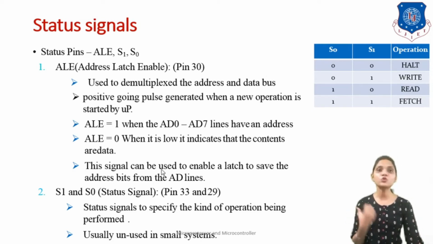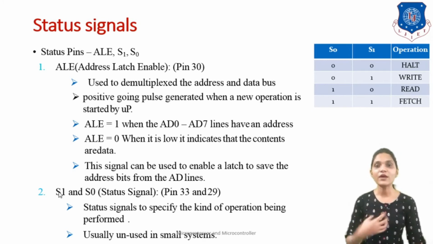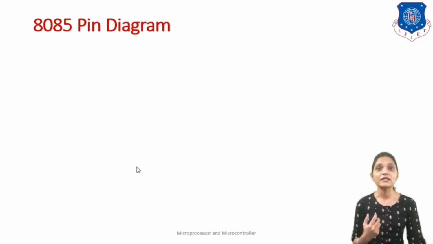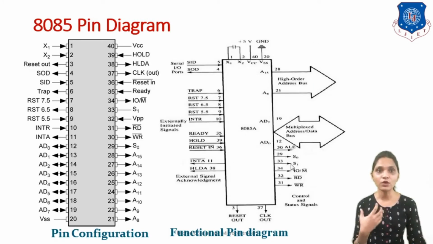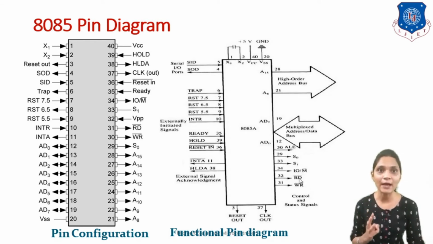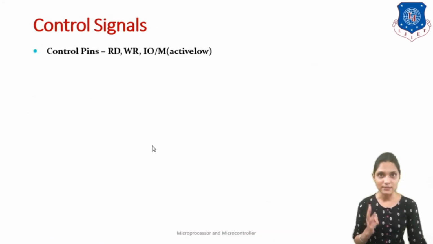So by using these two pins, S0 and S1, you can find out which operation is being performed right now. To know the actual operation, we have to combine the status signals with the control signals, and then we can find out. So next, let me see what the control signals are. Here we have a total of 3 control signals, that is IO/M bar, RD bar and WR bar. Let me see what these signals are.